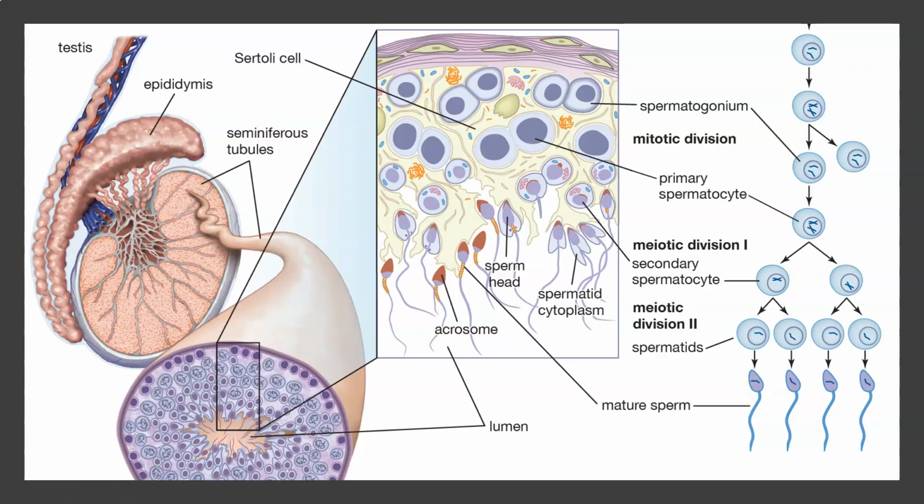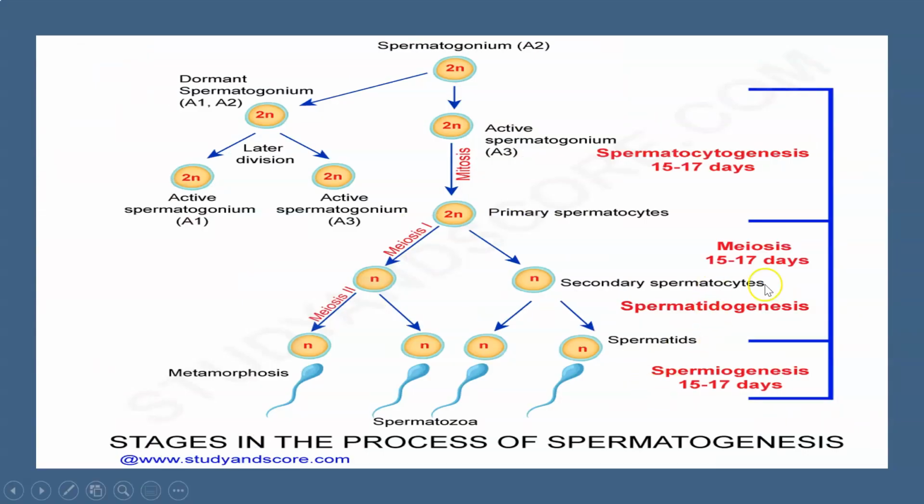So looking at the timing of all of this, spermatocytogenesis typically takes about 15 to 17 days. Meiosis 1 and meiosis 2 combined are going to take another 15 to 17 days. And then the process of going from a spermatid to a mature spermatozoa is going to take another 15 to 17 days. So in roughly a month and a half, you go through this process of sperm production. But it's constantly going on over and over and over again.